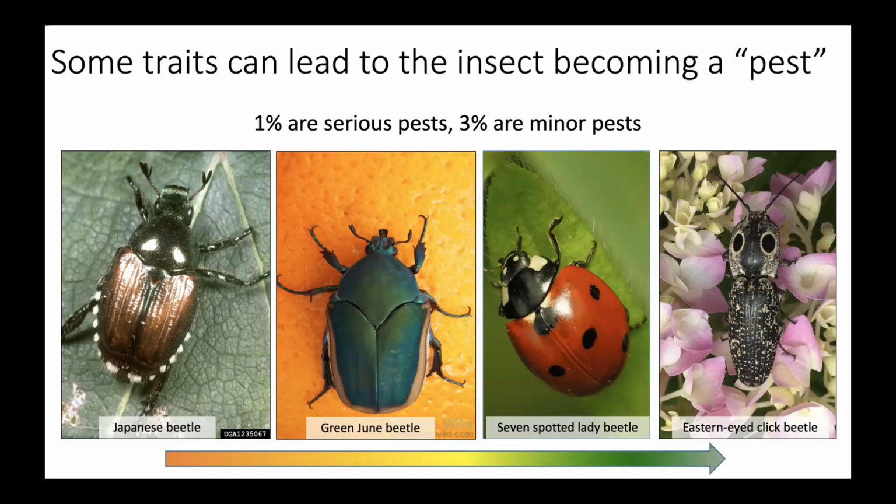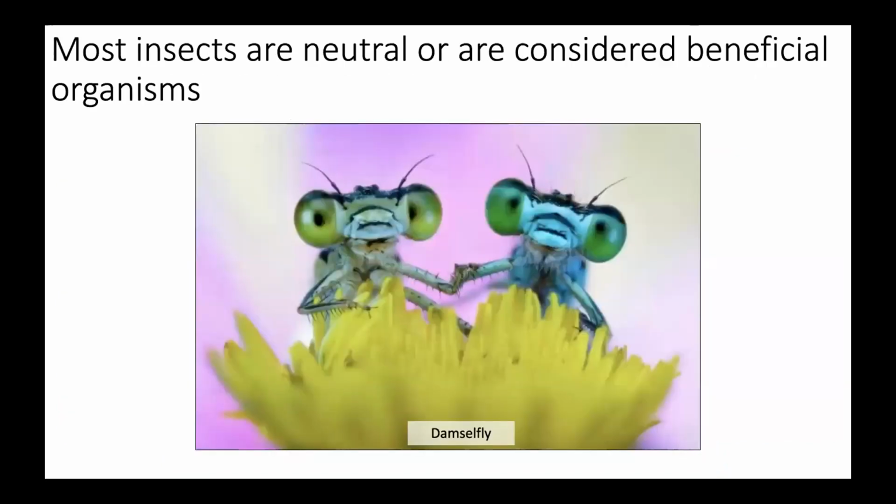The June beetle, the green June beetle, is pretty and doesn't do too much damage, but it's scary when it flies at you. And the 7-spotted lady beetle, that one's not an overwintering in the house pest. This is one of the good guys, eats aphids, so it's beneficial. And then there are some like the eastern-eyed click beetle that people see and find. They're pretty large, very cool, and they're kind of neutral, right? They aren't doing anything to anybody. They're just there. So generally most insects are neutral or considered to be beneficial.